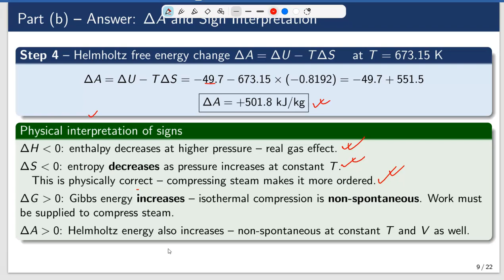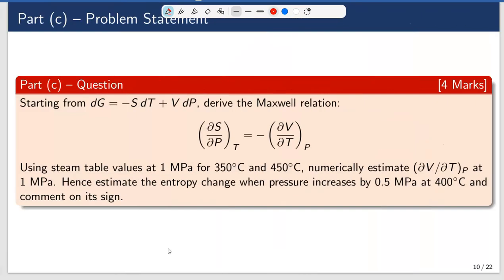And del G greater than 0 means Gibbs free energy increases. So isothermal compression is non-spontaneous. So work must be supplied to the compressed steam. So that is the physical significance. Another is del A greater than 0, so Helmholtz energy also increases. Again, that is also non-spontaneous at constant temperature and volume as well.